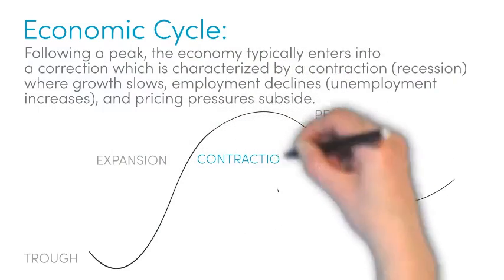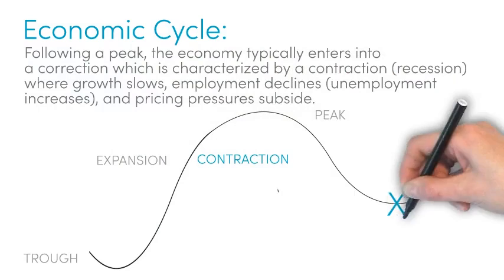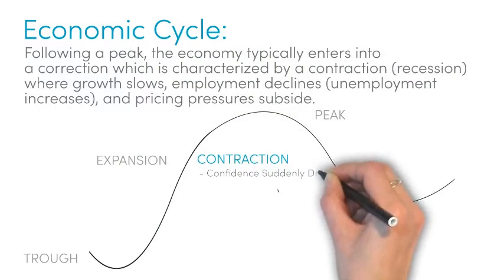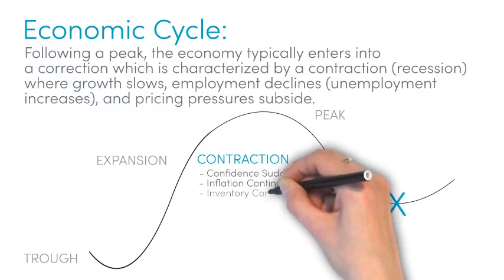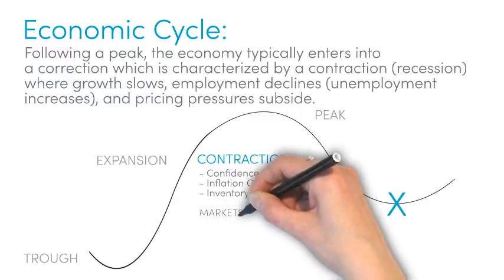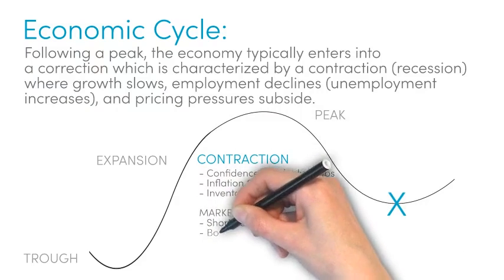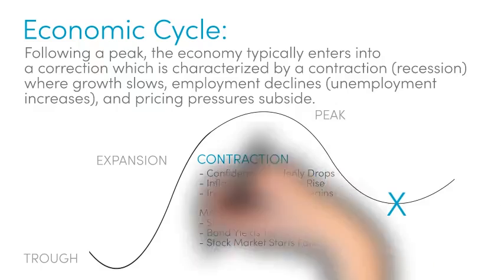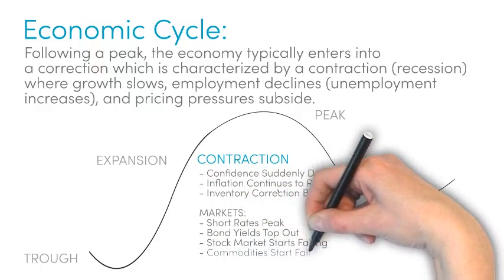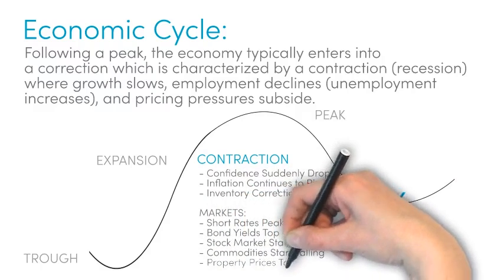A contraction or recession period will have characteristics such as confidence suddenly dropping, inflation continuing to rise, inventory correction begins, and the markets will show short rates peaking out, bond yields topping out, stock market starts falling, commodities start falling, and property prices topping out.